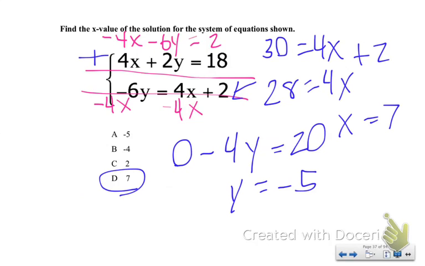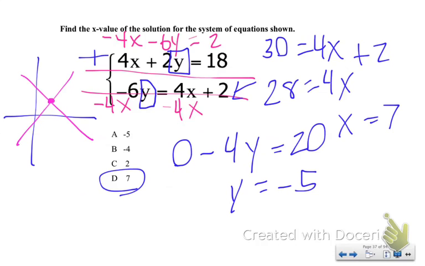Okay, now what you could also do is take this system of equations and put both of them into slope-intercept form, which remember means getting y by itself. Graph them in your graphing calculator, and they are going to intersect at one exact point, and that is the solution to the system of equations. That would be the ordered pair (7, negative 5).